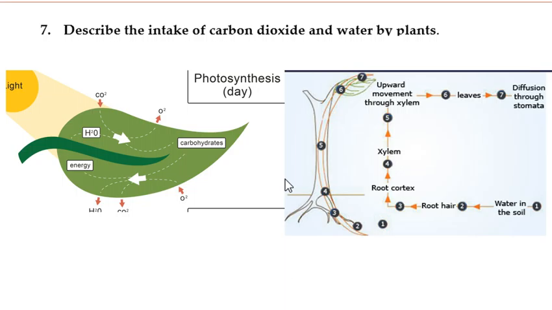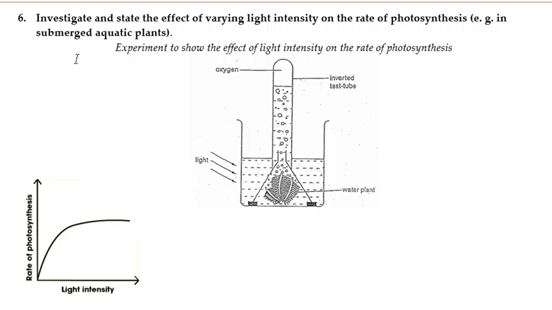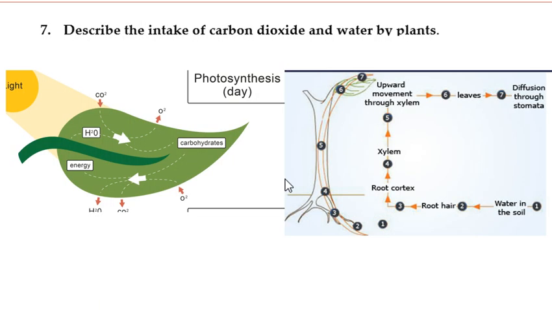So we're going to continue where we left off. We were talking about the effect of varying light intensity. We're now going to look at how carbon dioxide and water get in and around plants. So we know that these two substances are required for photosynthesis. So where do they come from and how do they get into the leaves for that?